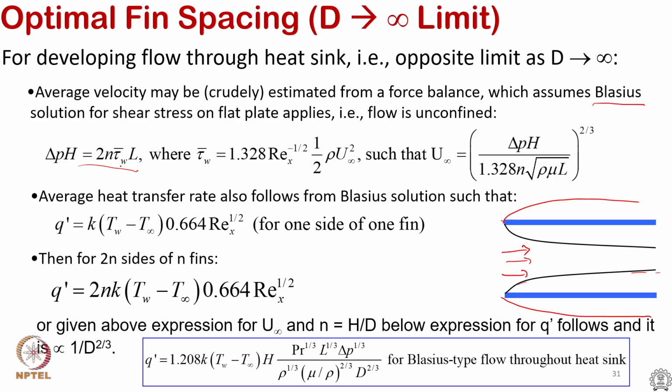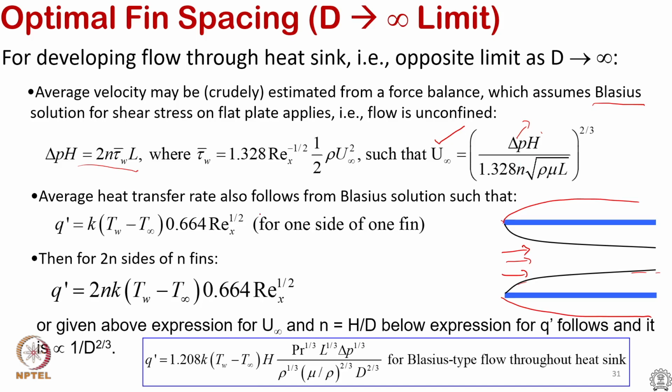N is the number of plates, and tau wall is the average shear stress over the wall, and that is given here. From this we can estimate the velocity. Once we know this velocity, because the pressure drop is given as a constraint, this is known, h is known, rho, all these are known, and N can also be calculated.